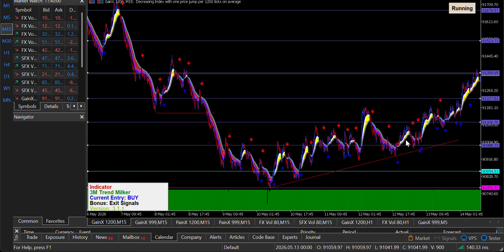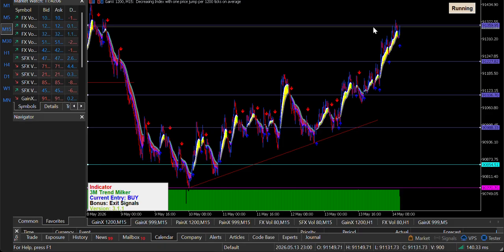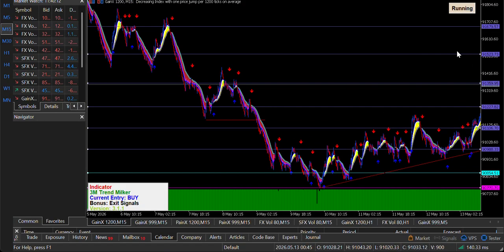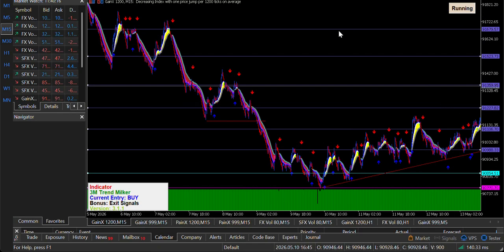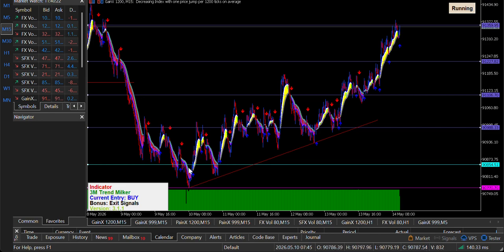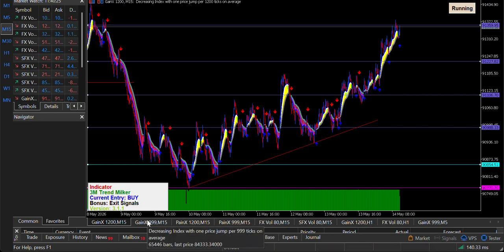So with this, what have we achieved? TP1 achieved, TP2 achieved, TP3 achieved, TP4 achieved, then TP5 has just been achieved. And of course, guys, we still have TP6 and TP7. Those are the last two set of TPs which we feel we can still achieve here. That's for GainX 1200.